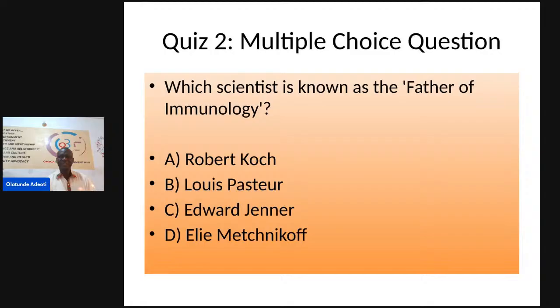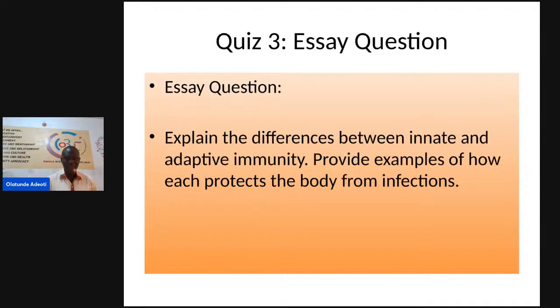Then, which scientist is known as the father of immunology? Is it Robert Koch, Louis Pasteur, Edward Jenner, or Elie Metchnikoff? Okay. Then the essay question: you should explain the differences between innate immunity and adaptive immunity. Then you should be able to provide examples of how each of them, innate and adaptive immunity, can protect the body from infection. So these are questions that you must provide answers to.